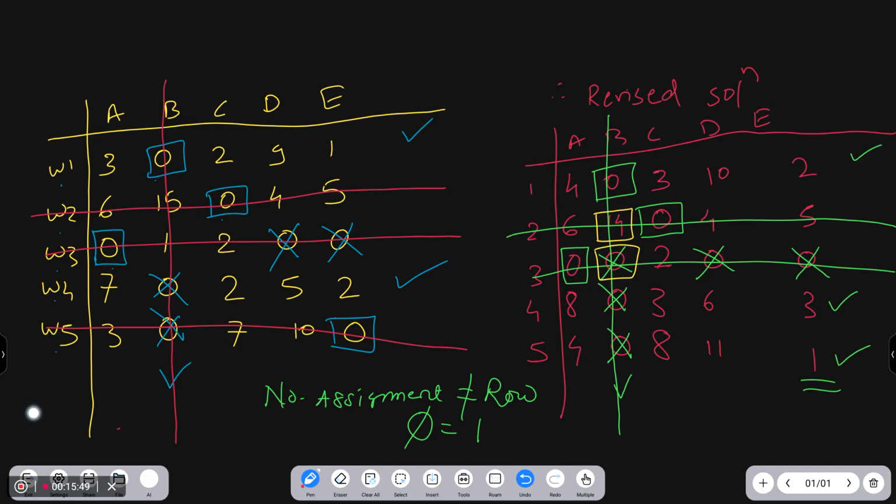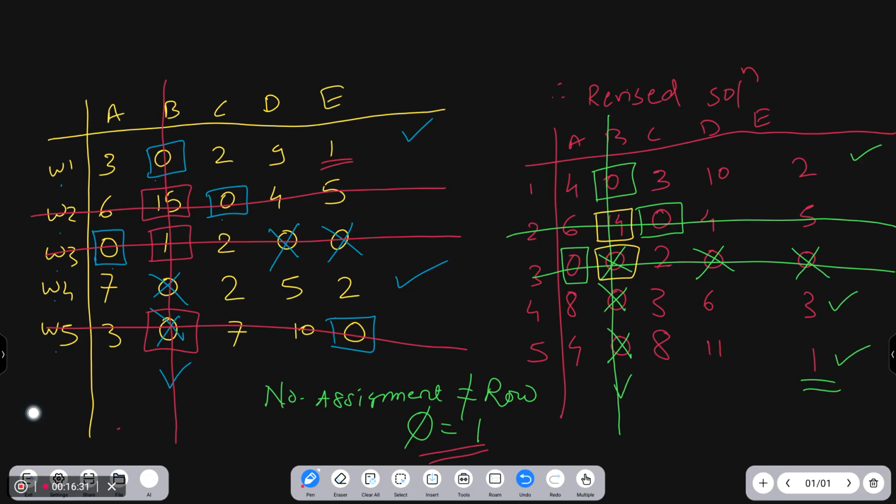After that, again you have to find the smallest value from the revised solution. What is the smallest value here? 1. The smallest value is 1. In short, we can say that theta value is 1. Same rule you have to follow. At the intersect point you have to add it, and in the rest of the solution you have to subtract it. Subtract the minimum value from the uncovered area. Add that value at the intersect point of the lines.